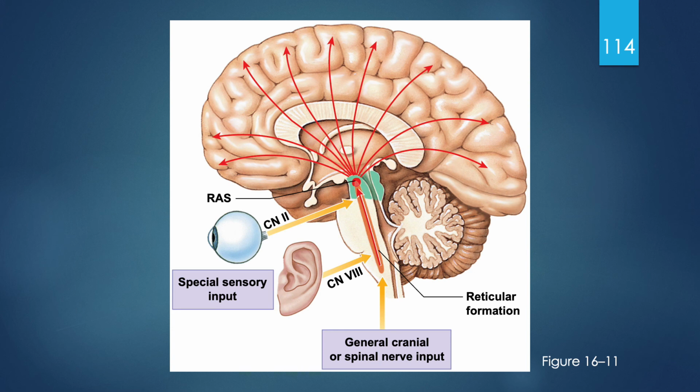Figure 16.11 shows you the reticular activating system, which is a diffuse network in the reticular formation and extends from the medulla oblongata to the midbrain. So you can see here the reticular activating system is the midbrain headquarters of the reticular formation. So it's receiving collateral input from a whole variety of different sensory pathways.